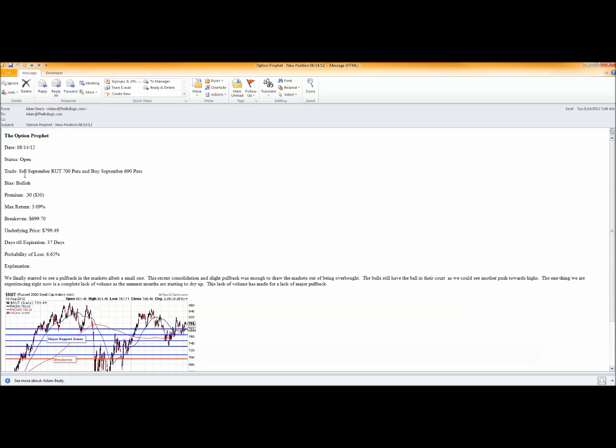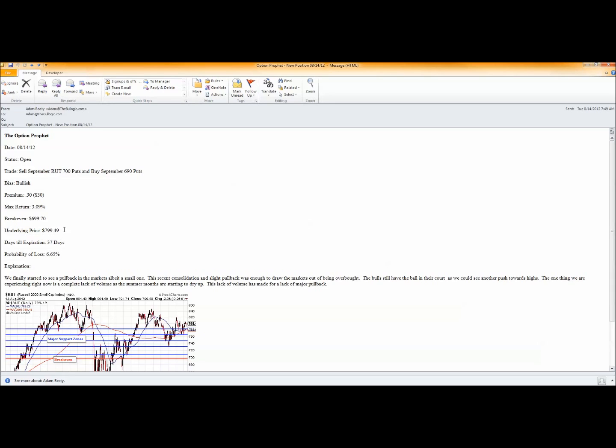And the trade that we're going to put on is sell a vertical spread. We're going to sell the September RUT 700 puts and buy the September 690 puts. That's a vertical spread on the Russell 2000. Our bias is bullish. Our premium is $30 per spread. And the max return we're looking at is a little over 3%. That's 3.09%. Our break-even price is $699.70. So any finish above that price, we're going to see a profit. Any finish below that price would see a loss. We're not going to let that happen though, so don't worry.